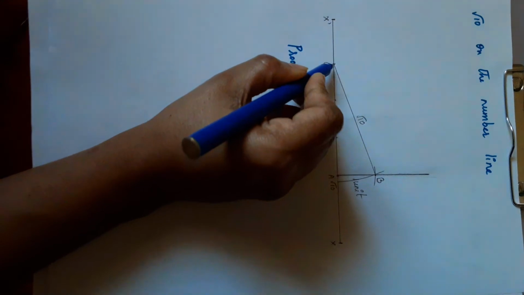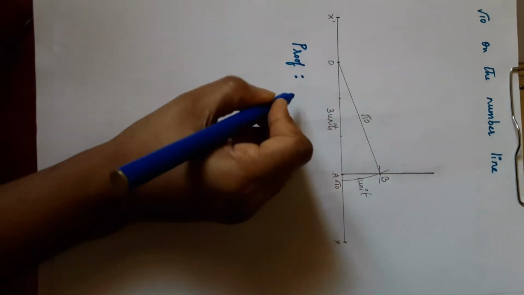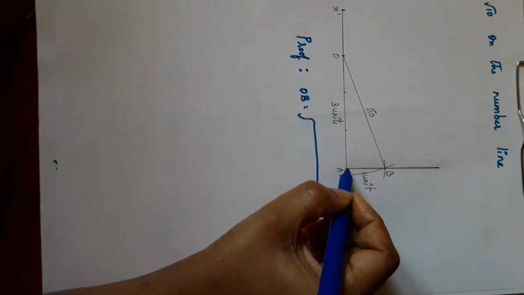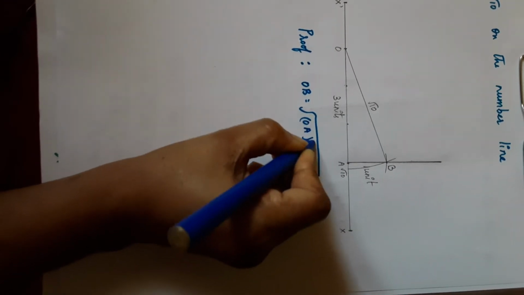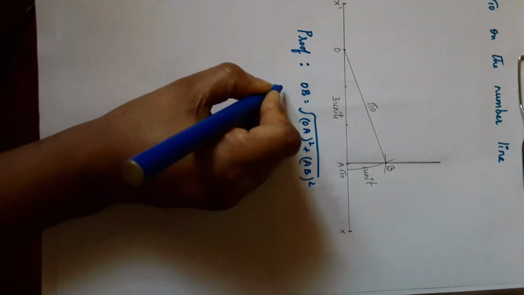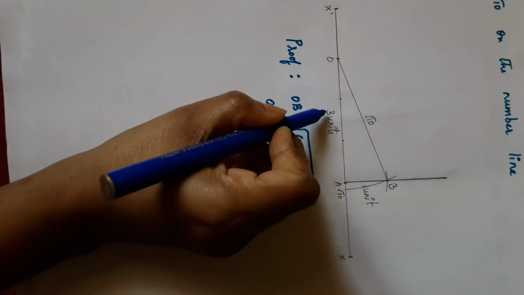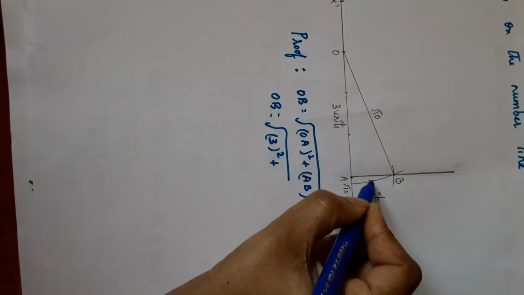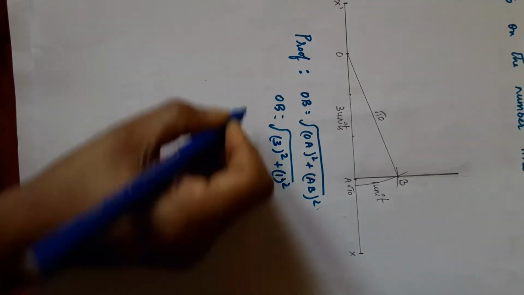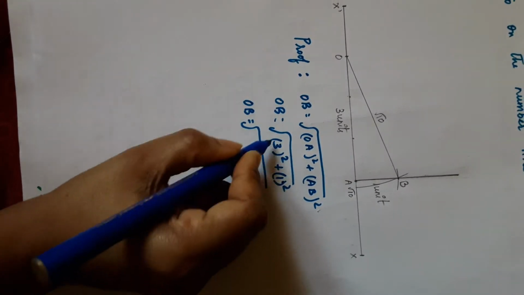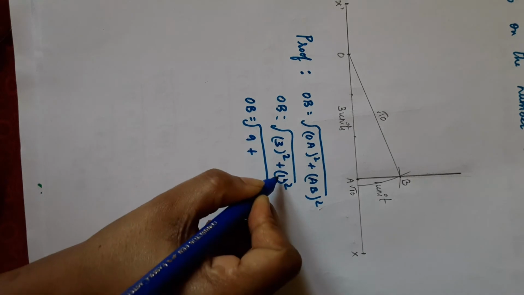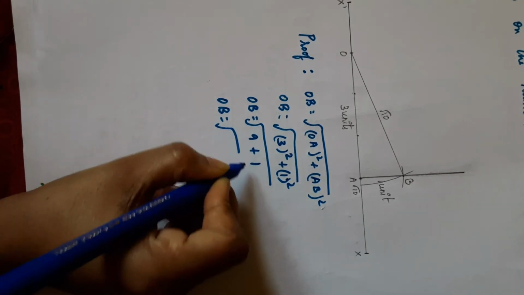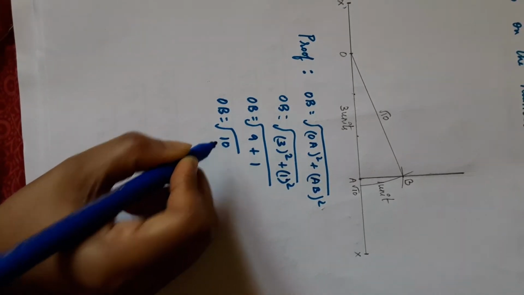Proof. Root 10 is on OB. So OB is equal to the square root of OA whole square plus AB whole square. OA is 3 units, so 3 whole square plus AB is 1 unit, 1 whole square. 3 into 3 is 9 plus 1 whole square is 1 into 1, so 1. 9 plus 1 is 10. OB is equal to root 10.